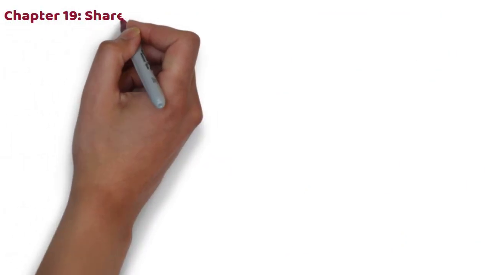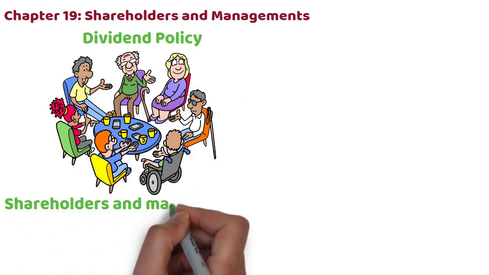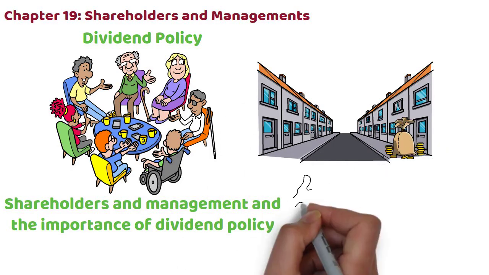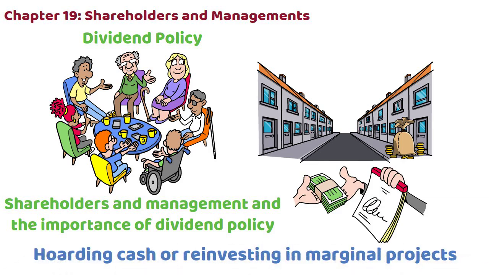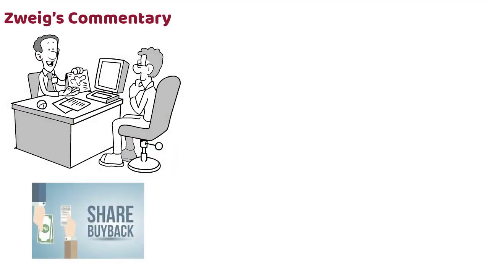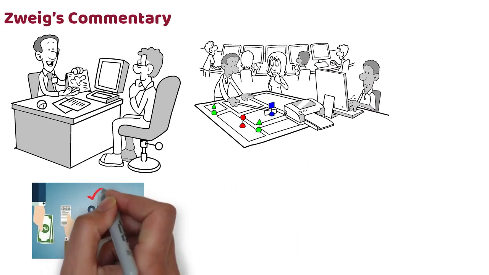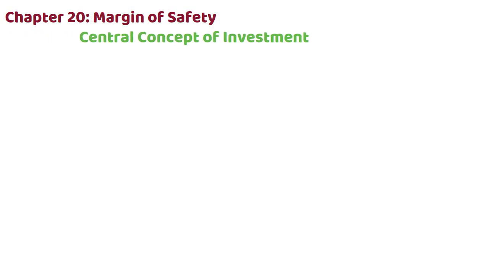Chapter 19: Shareholders and Management's Dividend Policy Summary. Graham discusses the relationship between shareholders and management and the importance of dividend policy. He argues that companies with strong earnings should return capital to shareholders through dividends, rather than holding cash or reinvesting in marginal projects. Zweig discusses how dividend policy has evolved in modern times, with more companies opting for share buybacks instead of dividends. He advises investors to consider a company's overall capital allocation strategy, including dividends, buybacks, and reinvestments, when evaluating its potential.